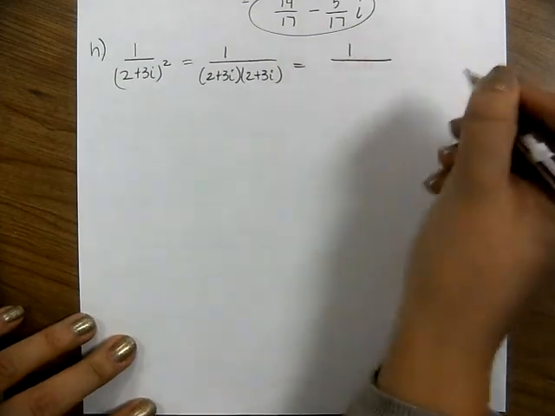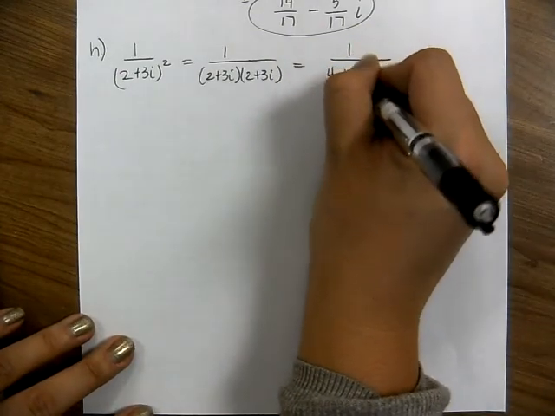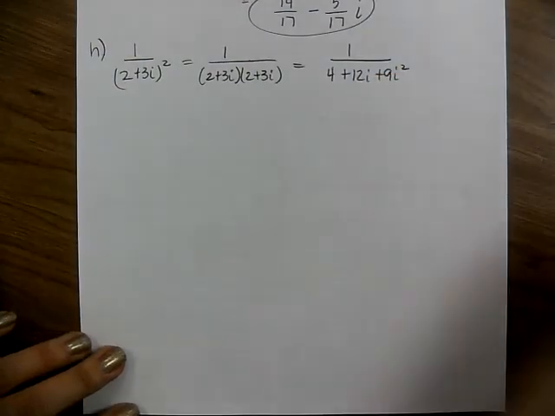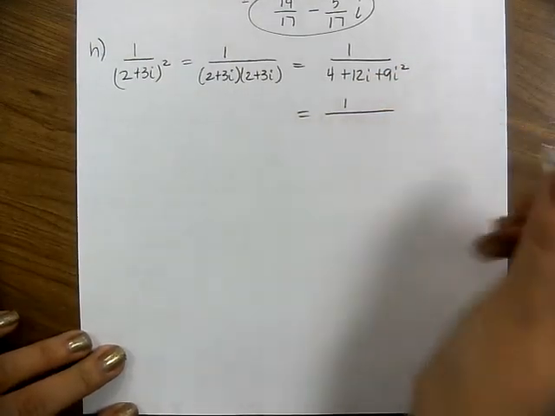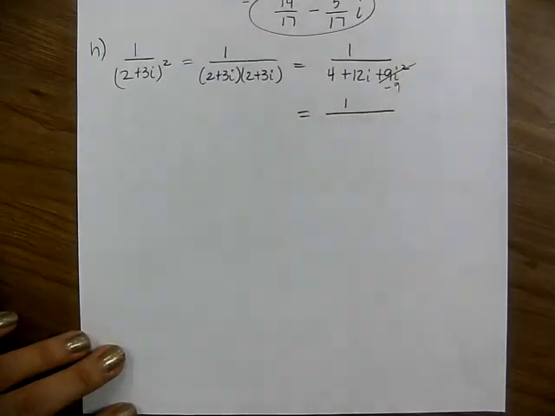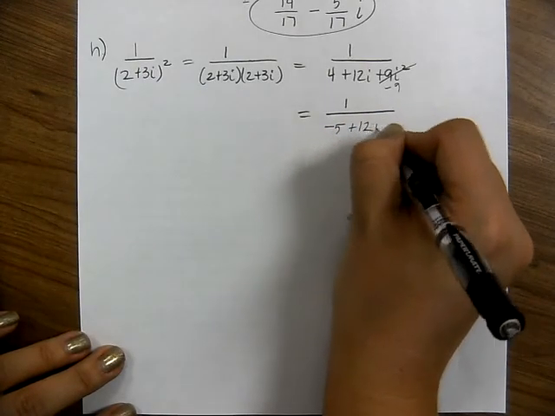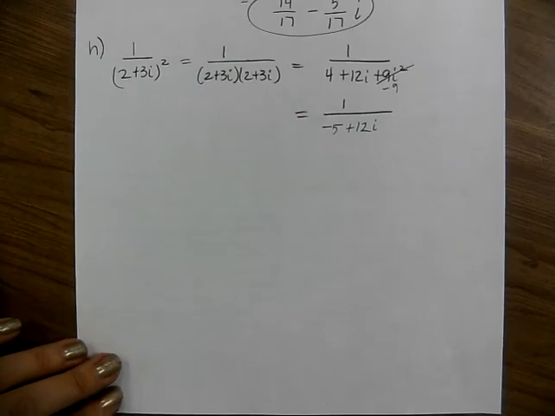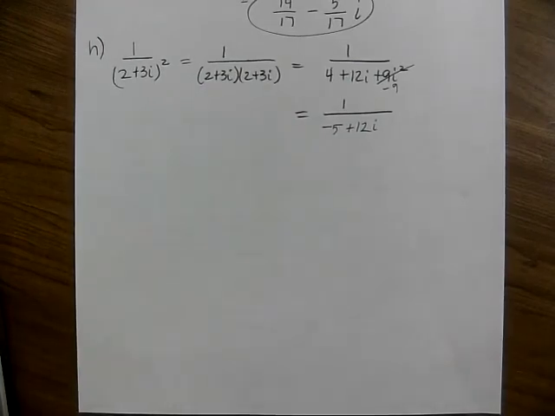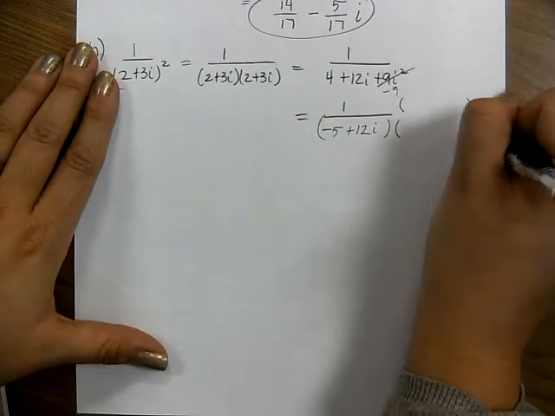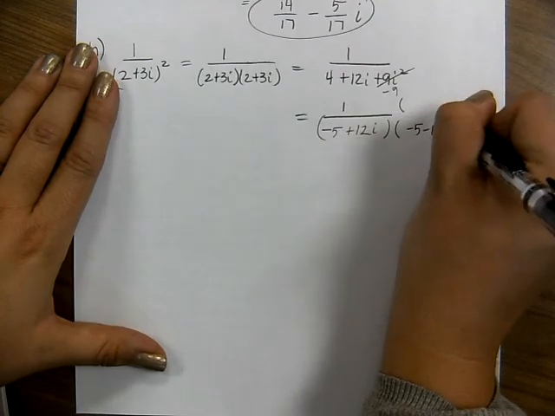This is going to give me 1 over 4 plus 12i plus 9i squared, which is like negative 9. So in the denominator, I really have a minus 5 plus 12i. Now I'm in the same position I was in the last problem, right? What do I have to multiply by? The conjugate, which is going to be negative 5 minus 12i.